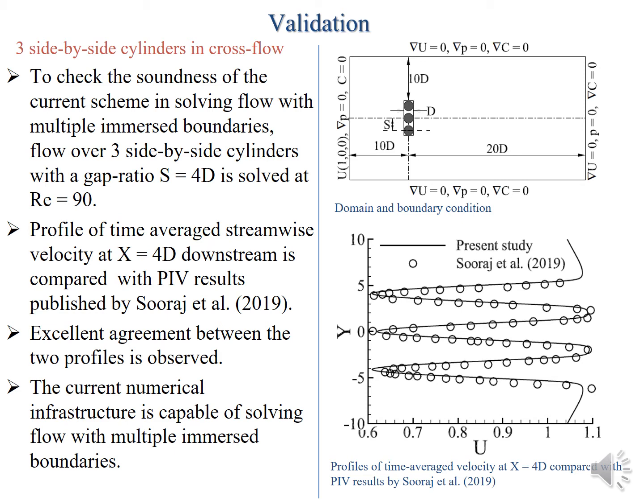published by Soraj. So we take it at Reynolds number 90, and we take the time average velocity at several diameters downstream of the structure, and we find that the profile predicted by our numerical scheme matches pretty well with the profile predicted by the PIV results. So we can say for sure that our method is capable of solving flow with multiple immersed boundaries.